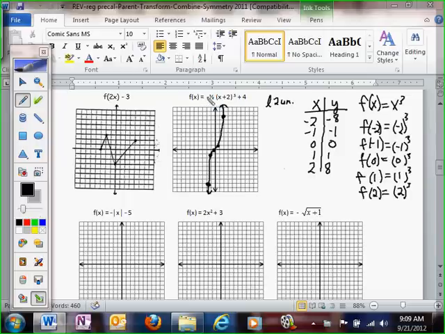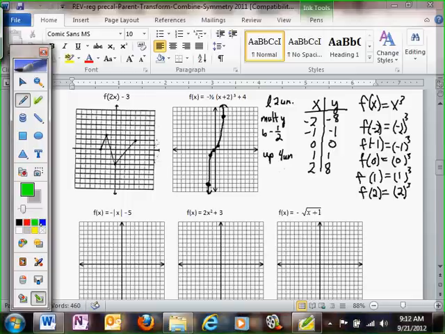So I can take care of that at the same time by multiplying the y value by negative 1/2. And then finally, this plus 4 out here is a vertical shift up of 4 units. So each one of those points is going to undergo that transformation.